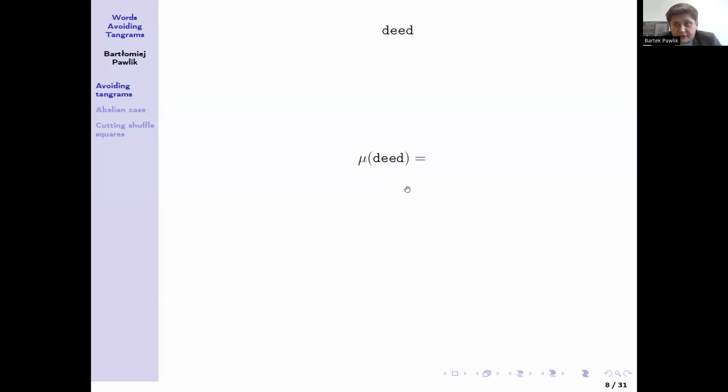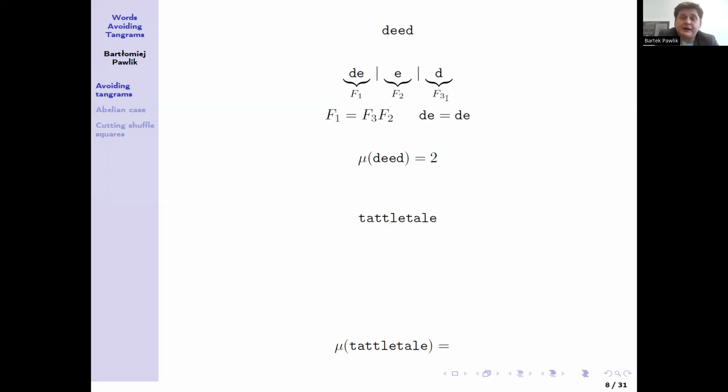So here are a couple of examples just to show how the definition works. We need to cut this word twice to get identical words, and this is the minimum number of cuts. We cut in the middle, and we cut between the E and D because we have to rearrange them. So the cutting number of this word is 2 because one cut is not sufficient.